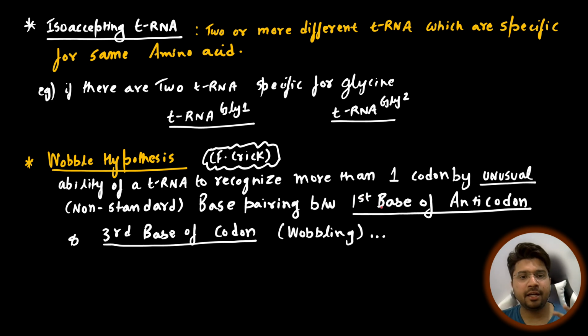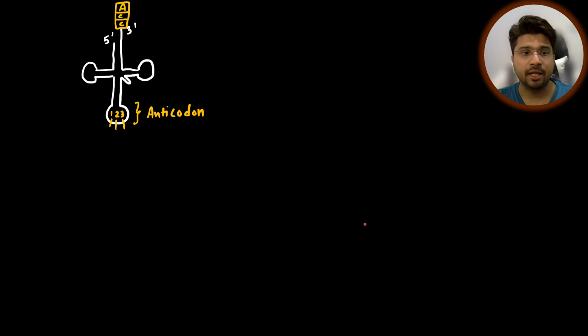So, the ability of tRNA to recognize more than one codon. How is that possible? It is because of non-standard base pairing. So what is standard base pairing? G triple bond C, A double bond T. This is called standard base pairing. But pairings other than this are called non-standard pairs, and this is going to result in something called wobbling. Let's try to understand how non-standard base pairing can exist between the first position of the anticodon and the third of the codon. Please remember this for the examination also.